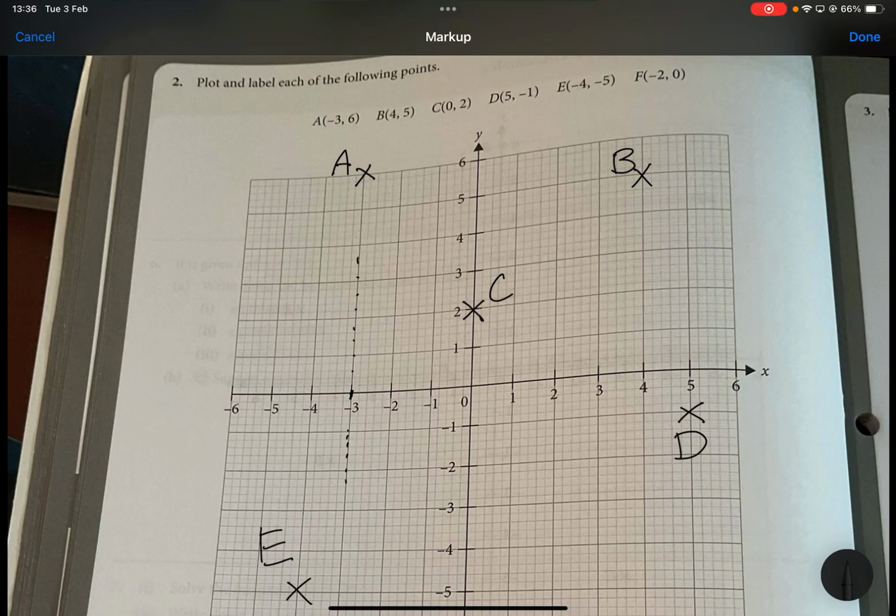Okay, so point E is (-4, -5), here. Point F, (-2, 0), no up, no down. So here.